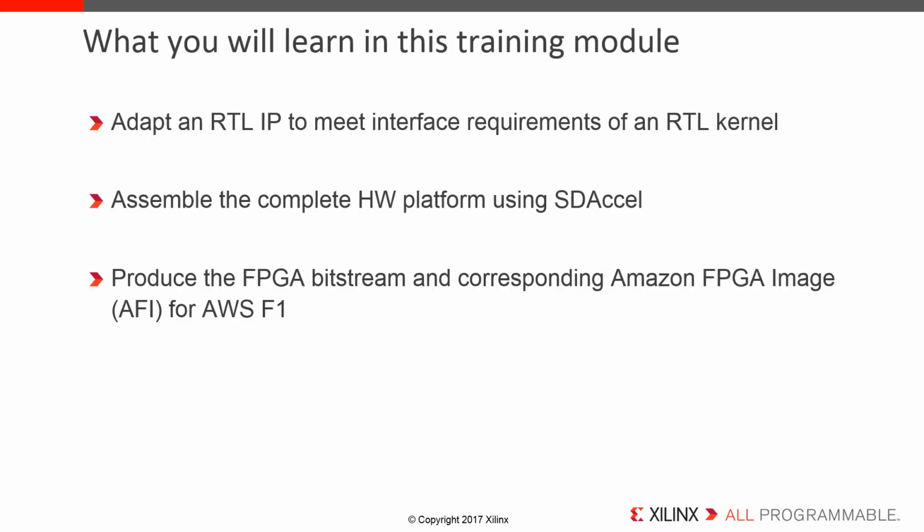In this training, you will learn how to adapt your RTL IP to meet the interface requirements of the RTL kernel, how to assemble a complete hardware platform with the RTL kernels using the SDAccel environment and tools, and how to build an FPGA bitstream and then generate an AFI, or Amazon FPGA Image, from the bitstream for AWS F1.